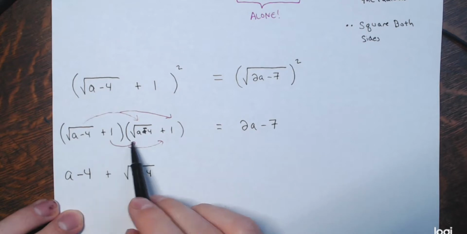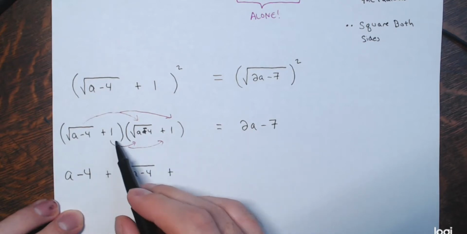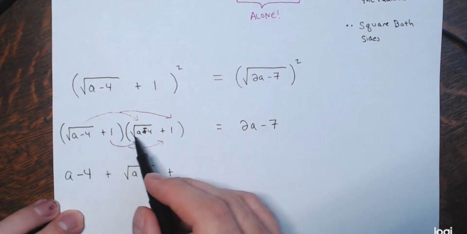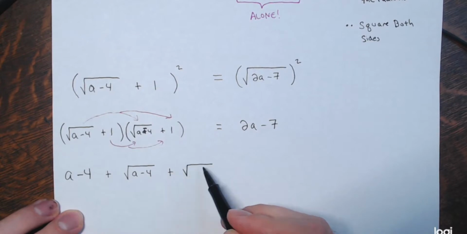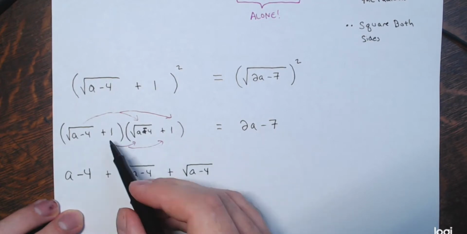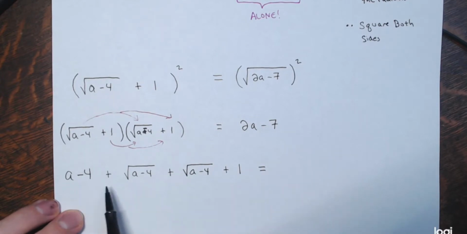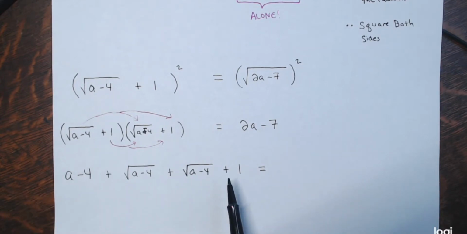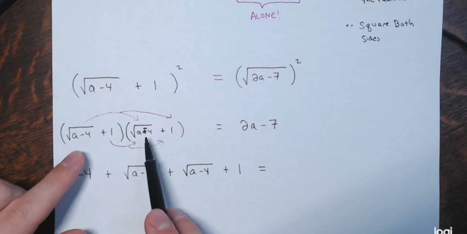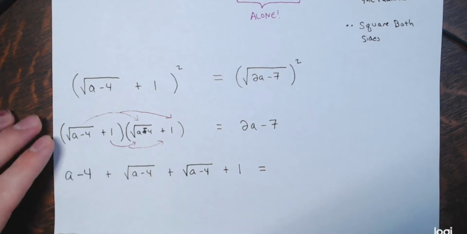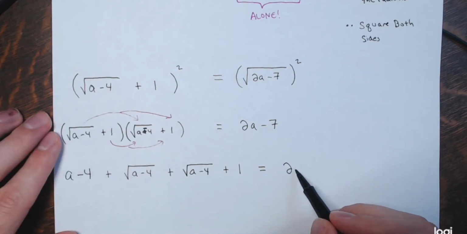And then again, we have plus 1 times the square root of a minus 4. Now I'm distributing the 1, which is another square root of a minus 4. And then 1 times 1 is 1. So here are the 4 terms I get after FOILing. The 2 terms times 2 terms on the left side equals 2a minus 7.